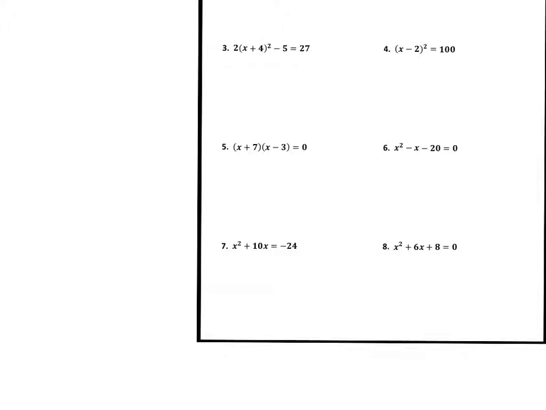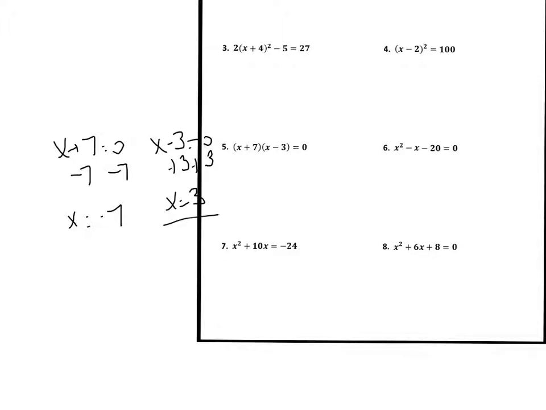So what I'm going to do is use my zero product property and set x plus 7 equal to 0 and x minus 3 equal to 0. And now I can solve. Subtract 7, x equals negative 7, add 3, and I get x equals positive 3. It's already been factored for us. Did all the hard work. Okay, question 6.